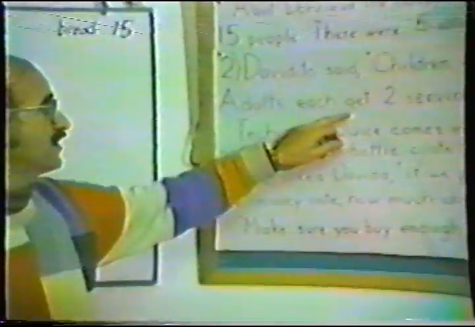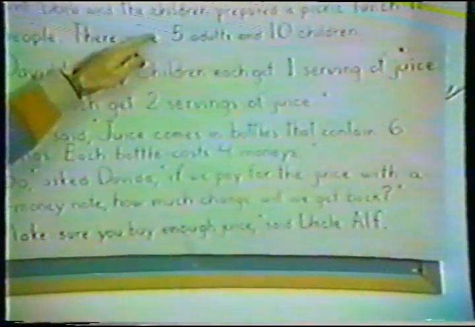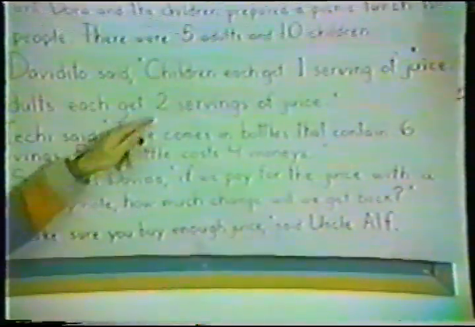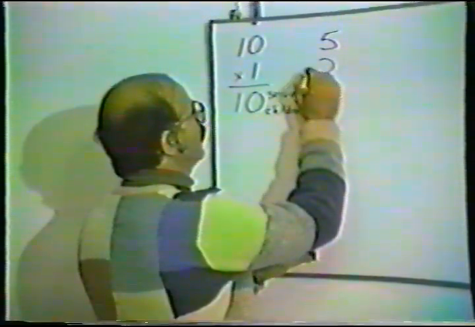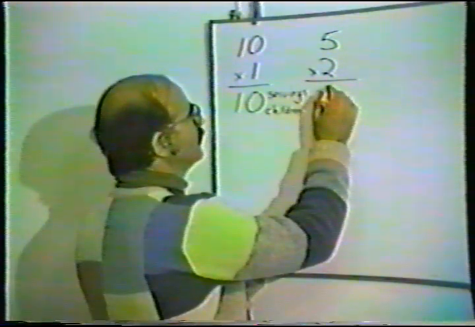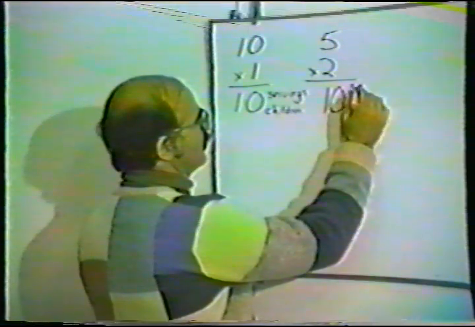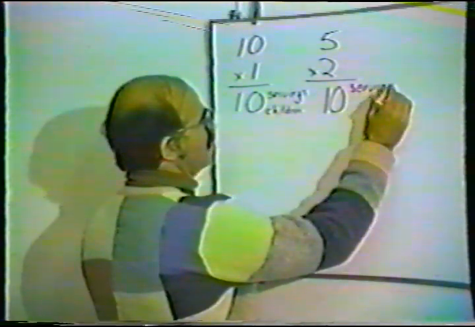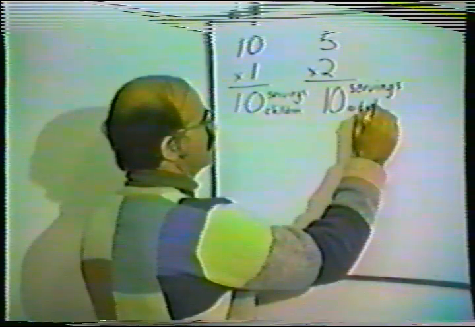Adults each get 2 servings of juice. 5 adults, 2 servings for each. 5 times 2 is? 10. 10 what? Servings. And whom are they for? Adults.